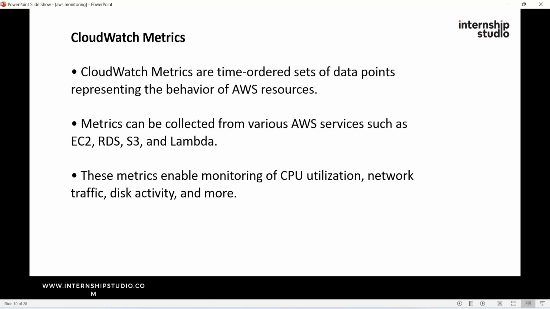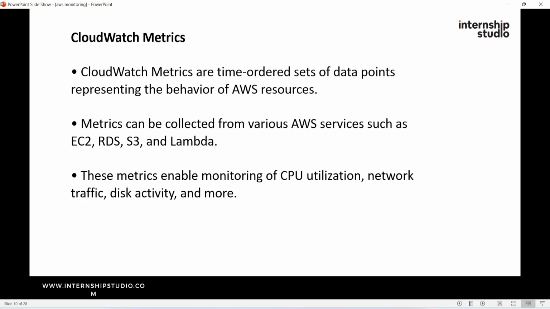Next, we have the CloudWatch metrics. So, CloudWatch metrics are time ordered sets of data points representing the behavior of AWS resources. Next, the metrics can be collected from various AWS services such as EC2, RDS, S3, and Lambda. And also, these metrics enable monitoring of CPU utilization, network traffic, disk activity, and more.